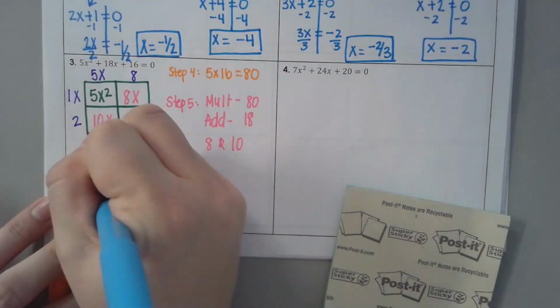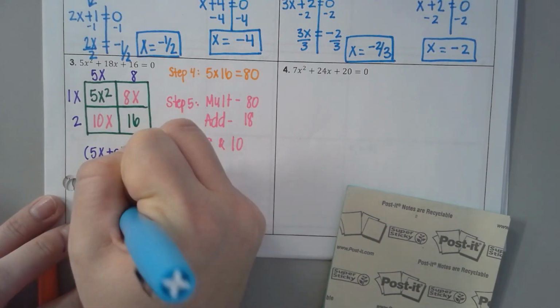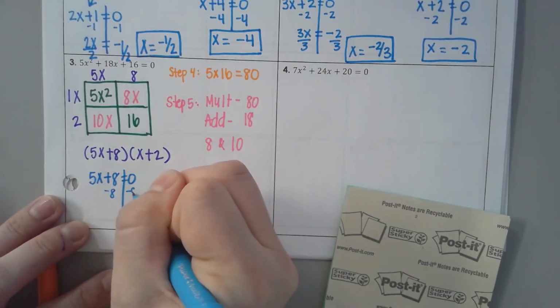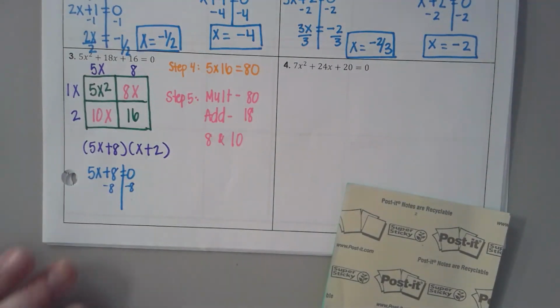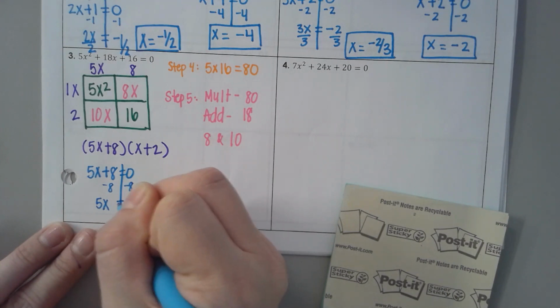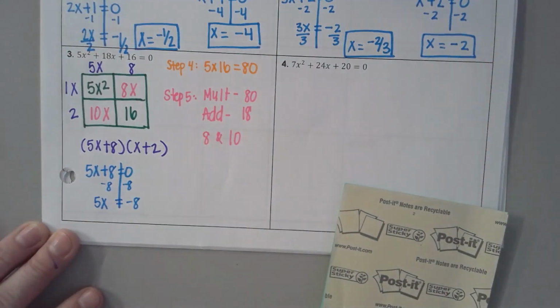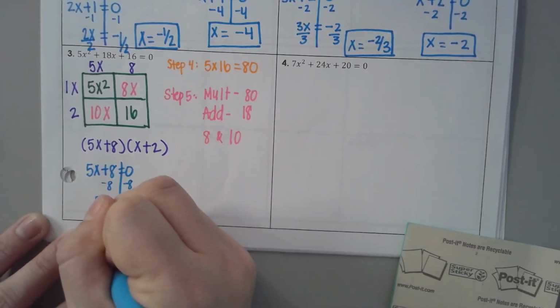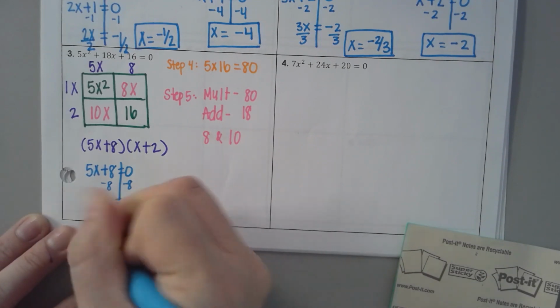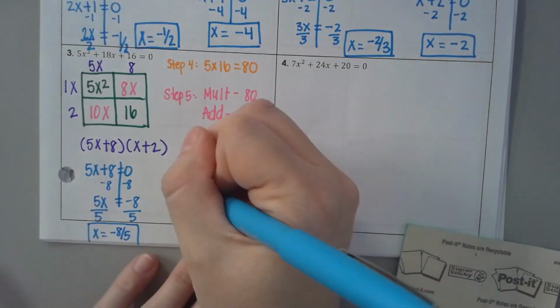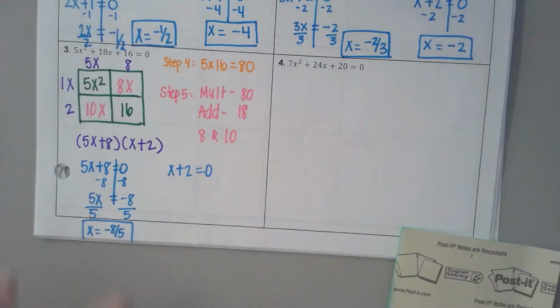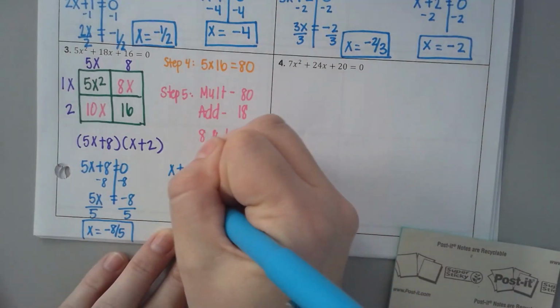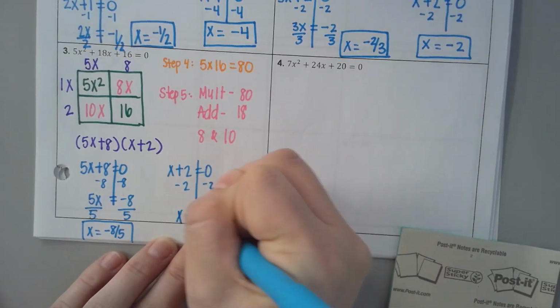So we have to set those factors equal to 0. I subtract 8. I get 5x equals negative 8. And then divide by 5 to get x equals negative 8/5. And then x plus 2 equals 0. Subtract 2 gives me x equals negative 2.